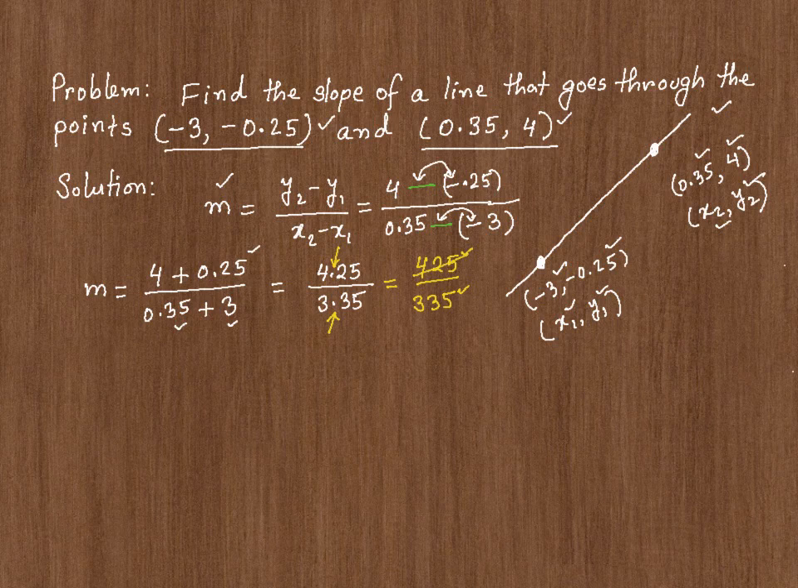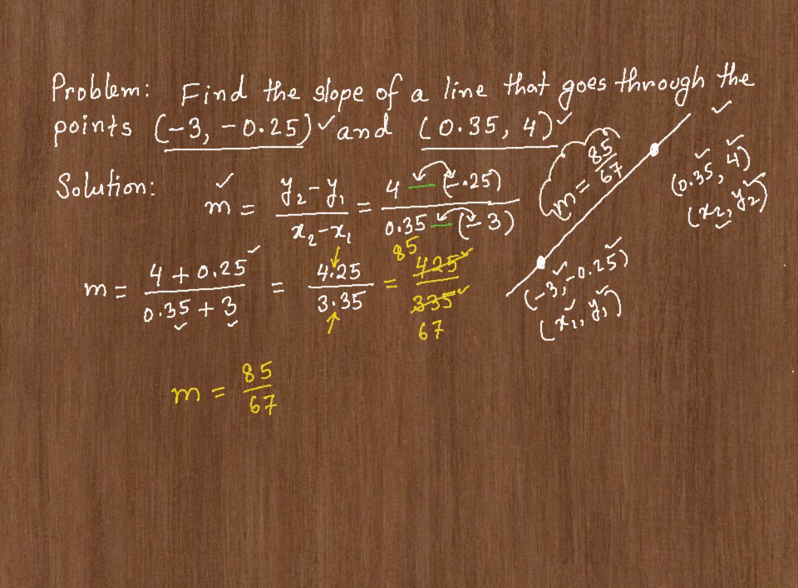So 5 goes into 42 8 times, remainder 2, then 20, bring down the 5, 25, so 5 goes into 25 5 times. Similarly, 5 goes into 33 6 times, remainder is 3, bring down the 5, makes it 35, 5 goes into 35 7 times. So the slope of this line, m, is equal to 85 over 67. So the slope that I have been looking for, m is equal to 85 over 67.